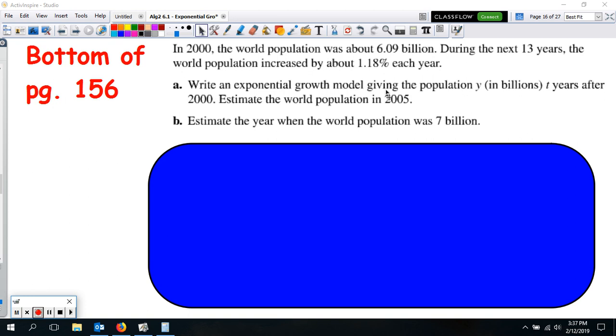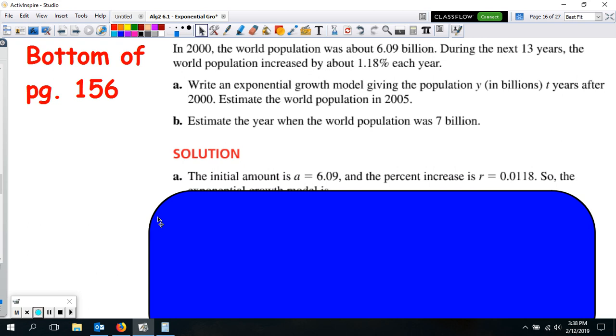So it says write an exponential growth model, because population is growing, after t years, which is after 2000. So write an exponential growth model given the population y in t years after 2000. Estimate the world population in 2005. And then estimate the year when the world population was 7 billion, or when it will be. Let's just do A right now and figure out that one.